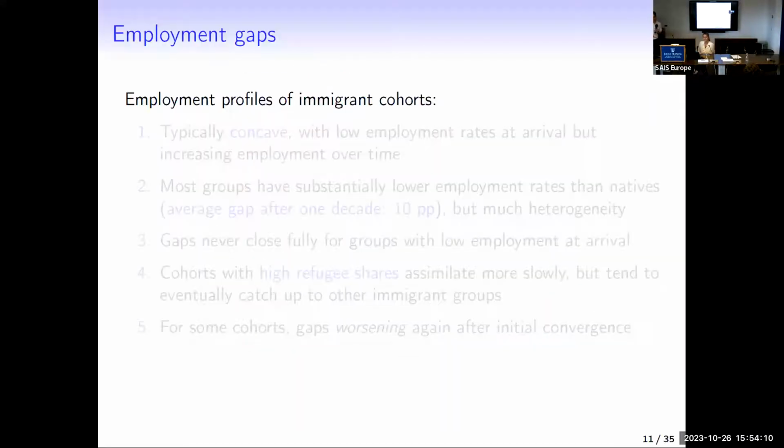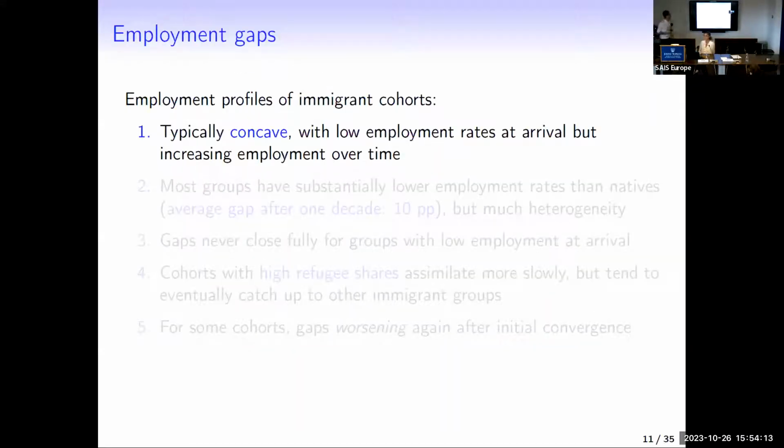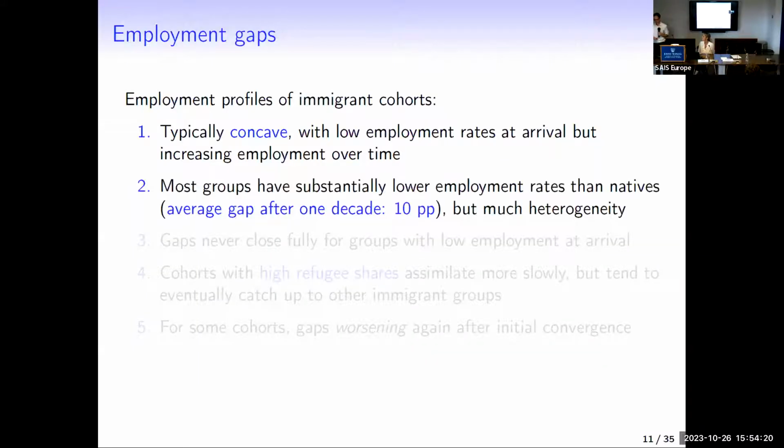Okay, so I showed you what happened to employment. Let me summarize what we see. Often these employment profiles are concave: low employment at arrival, but then increasing employment over time. So it's very standard. We see that in other countries. But what's specific here in Germany is that for many of these groups, they keep having substantially lower employment rates than the natives. If you wonder what the average gap is, if you average across all migrants, the gap in employment rates to native workers after one decade is 10 percentage points. That is quite sizable, but of course there's a lot of heterogeneity in groups.